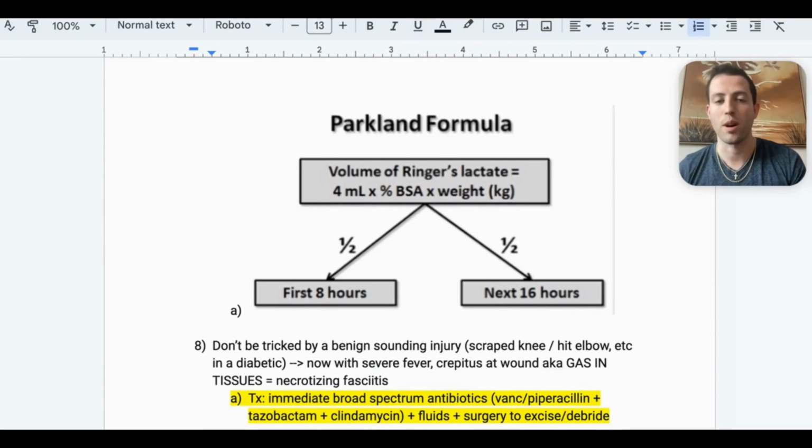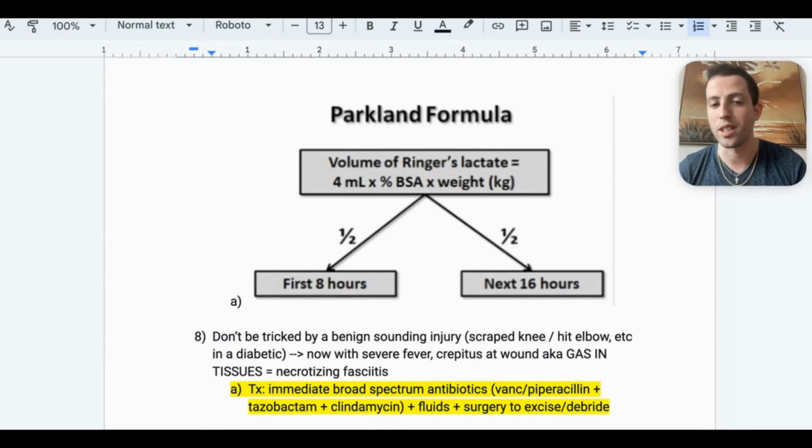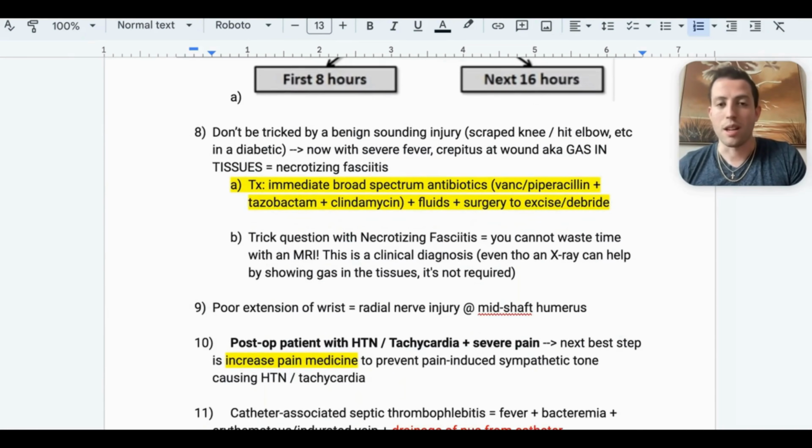All right, so here's the Parkland formula. This is going to be the formula you actually use in real life to calculate fluid replacement in patients with burns. So you take the 4 milliliters, multiply that by the body surface area percentage, so let's say 20%, and then multiply that by their weight in kilograms, and 50% of that is given in the first 8 hours, and then 50% is given in the resultant 16 hours. So basically, they're going to get all that volume within 24 hours, but you front load 50% of it into the first 8 hours.